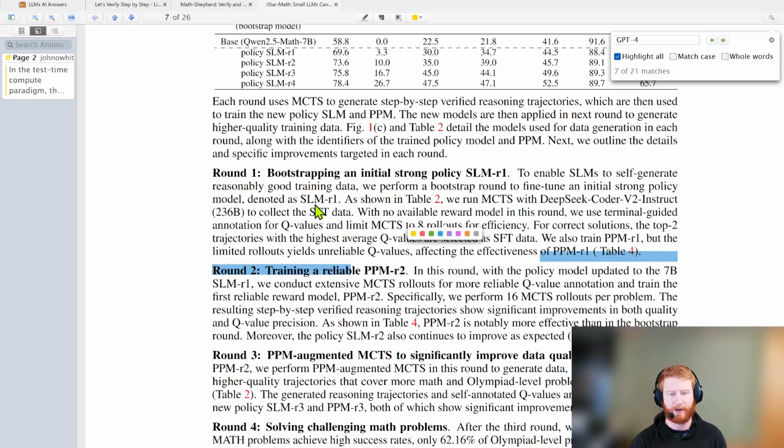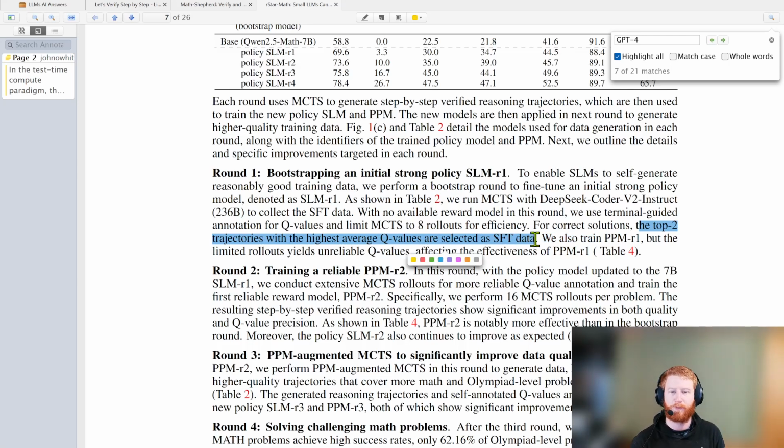So this is now the actual process. We have some math questions, and then we're using DeepSeek Coder v2 Instruct to collect some step-by-step solutions. And here they say we're running Monte Carlo tree search, right? But they don't have any sort of process reward model yet, so they're just rolling out: generate a few different solutions, steps, and then from each of those steps generate a few possible next steps. So they're going to do, I think, 8 rollouts for each question. We know the correct answers, so even if we don't know whether the steps are correct, we can find which of those trajectories lead to correct solutions, and we can pick the top 2 and use those as our starting point.